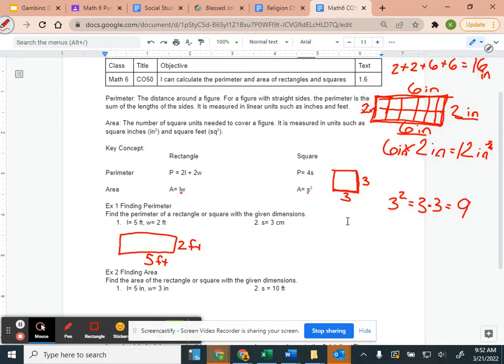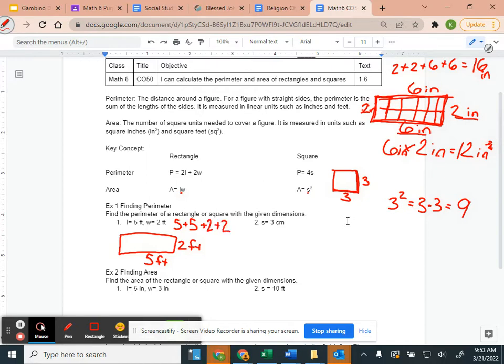Mia. 14. How did you get 14, Mia? By adding up, because 5 plus 5 is 10, and I just added 4, since 2 plus 2. Yep.